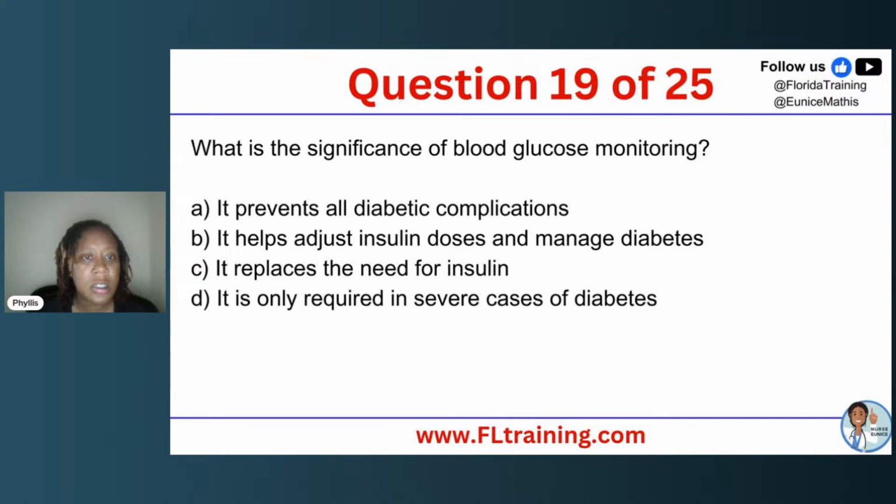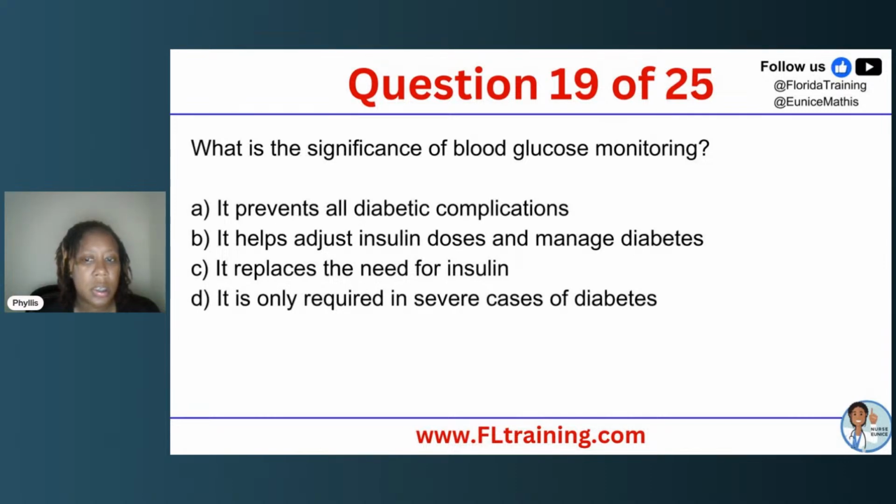What is the significance of blood glucose monitoring? A, it prevents all diabetic complications. B, it helps adjust insulin doses and manage diabetes. C, it replaces the need for insulin. D, it is only required in severe cases of diabetes. A, B, C, or D?